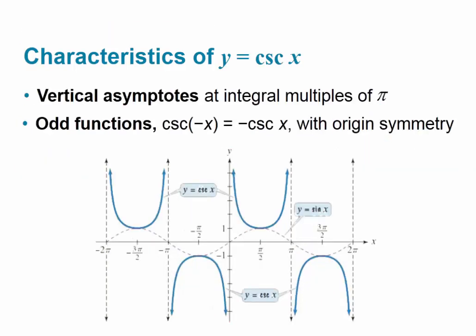All right, let's take a look at some of the characteristics. As discussed, the vertical asymptotes appear at multiples of pi. It's an odd function, so if we have the cosecant of negative x, it's going to be the negative of that. It has origin symmetry.